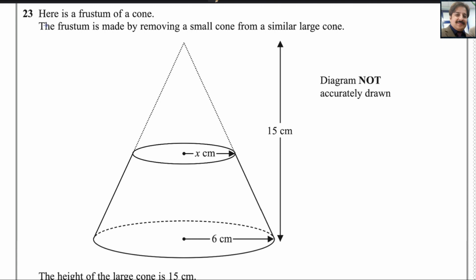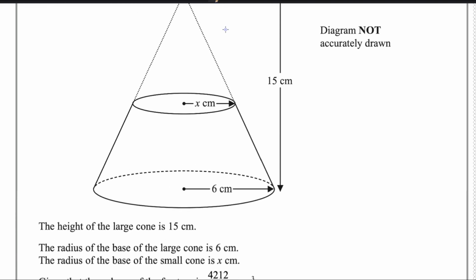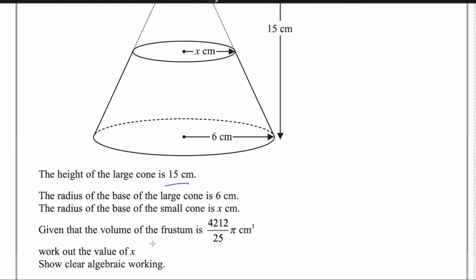Question number 23. Here is a frustum of a cone. The frustum is made by removing a small cone from a similar large cone. The height of the large cone is 15 centimeters. The radius of the base of the large cone is 6 centimeters. The radius of the base of the small cone is x centimeters. Given that the volume of the frustum is this value, what is the value of x? Show clear algebraic working.